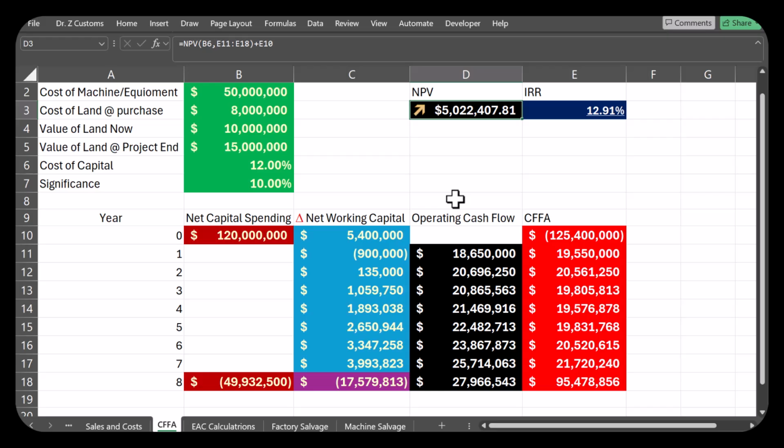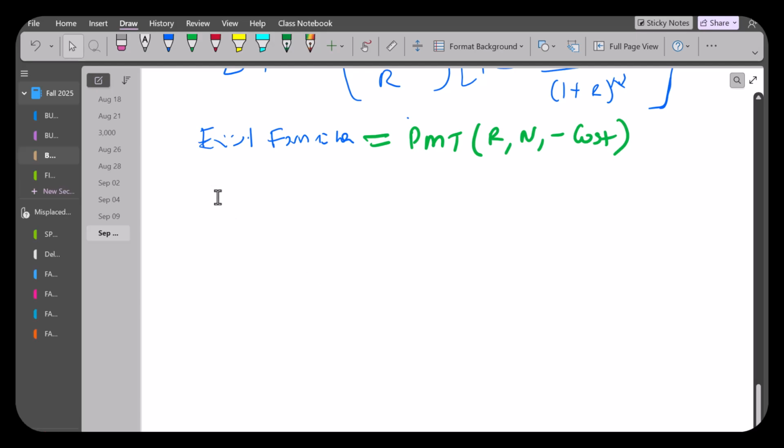But there is one more thing we need to think about. That's inflation, how to handle inflation. There are two ways of doing it. One is the easy way. The second is the difficult way.